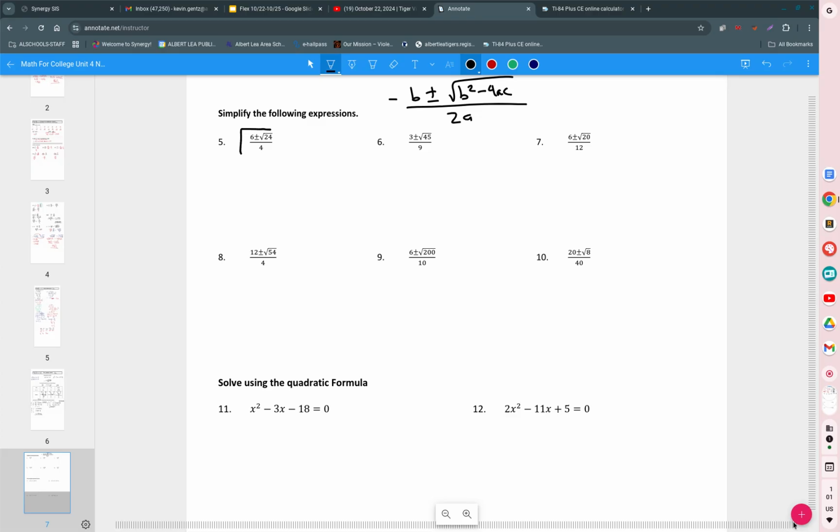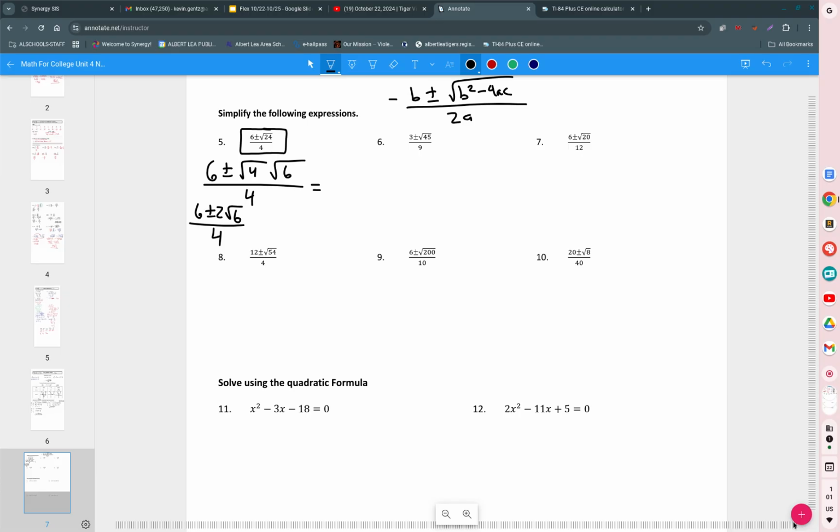6 plus or minus the root of 24 over 4. It turns out that there's a perfect square you can take out of 24. What perfect square divides evenly into 24? Four times 6. So notice that the square root of 4 is 2. I get 6 plus or minus 2 roots of 6 over 4.